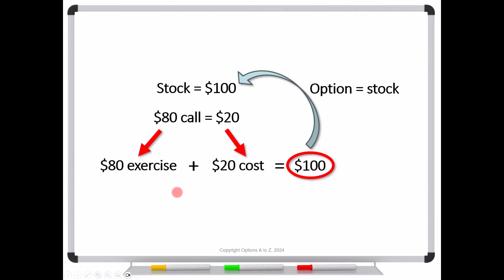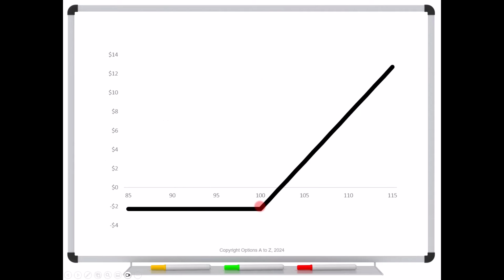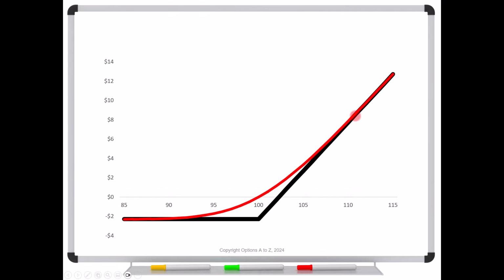So let's see what parity looks like on a risk graph. So here's a $100 call. Now I'm going to use a cheaper call just because it'll be easier to show the parity conditions. But the current curve is going to look like this in red.